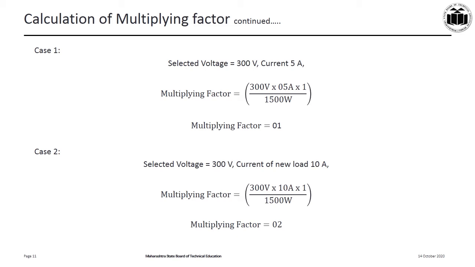For the second case, the wattmeter is unchanged and only the current selection terminals are chosen for 10 ampere. Now voltage is also unchanged as the rating of the load is 300 volt. So now the multiplying factor will be 300 multiplied by 10 multiplied by 1 and divided by 1500 watt, which comes out to be 2. So in this case, the user will multiply every reading taken by him or her by 2 before entering it in the observation table.